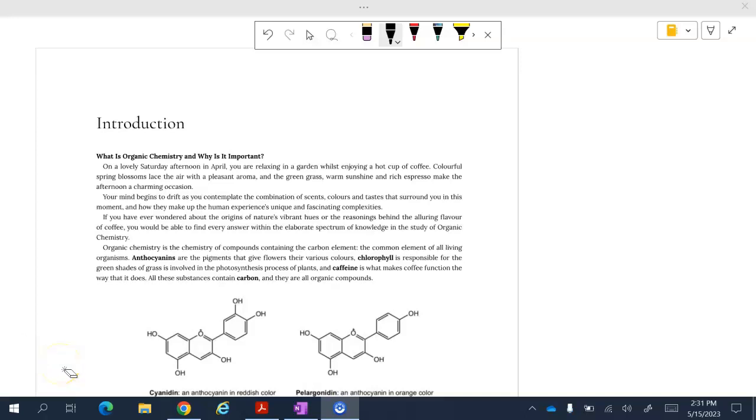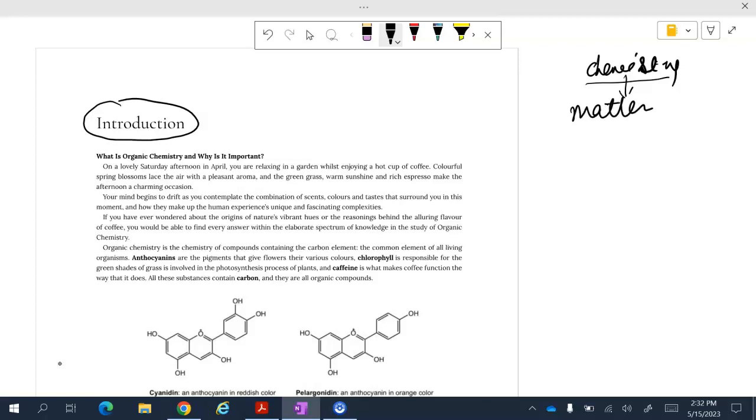Okay, we begin with the introduction to organic chemistry, but before that, you all are familiar with the subject chemistry. If we need to define chemistry, we define it as the branch of science in which we study matter. Matter means anything that has mass and occupies space.